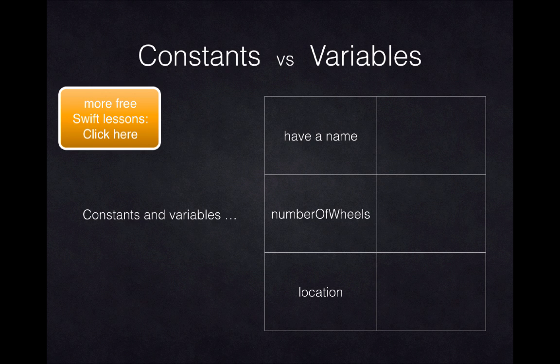Because the number of wheels does not change, we use a constant for that purpose. And we choose the location to be a variable because the location will change often. Both constants and variables store a value, like 4 in case of the number of wheels and Atlanta as a location.